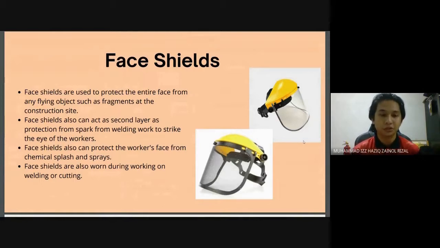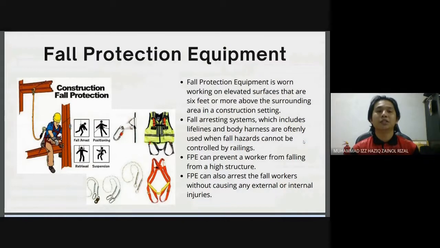Face shields also can protect the worker's face from chemical splash and sprays. Face shields are also worn during working on welding or cutting, like I have explained just now. So next is fall protection equipment. This is used during working on elevated surfaces that are 6 feet high or above in a construction setting.